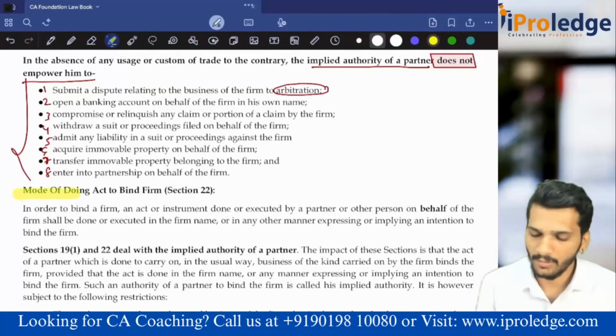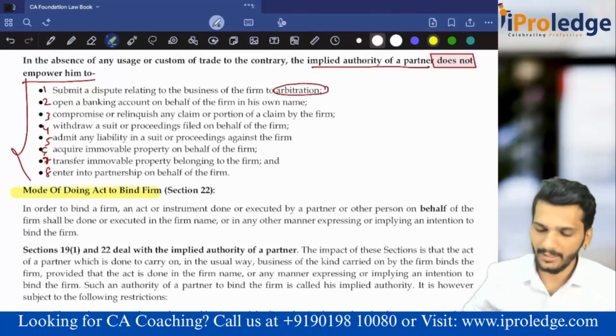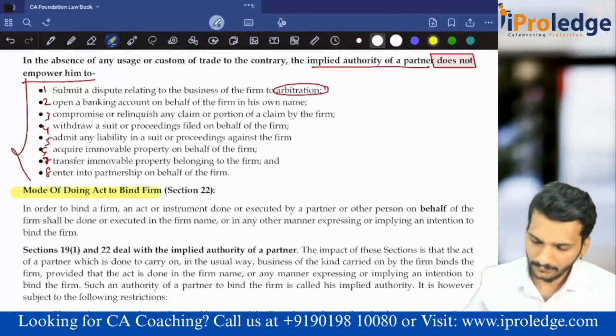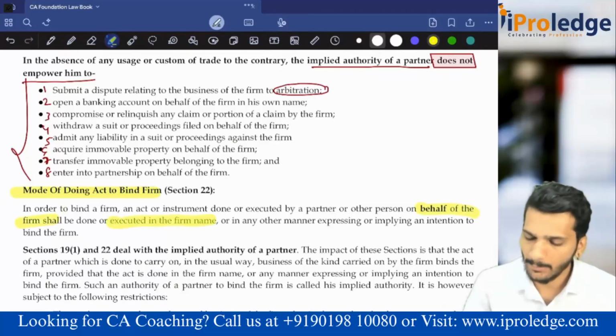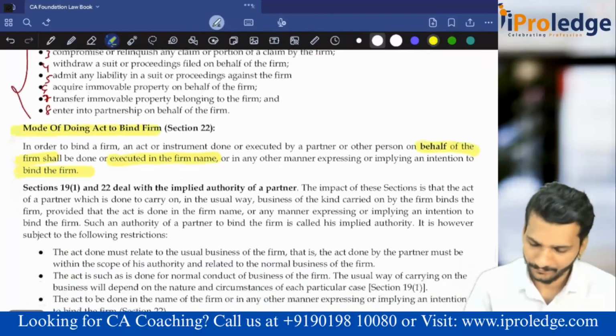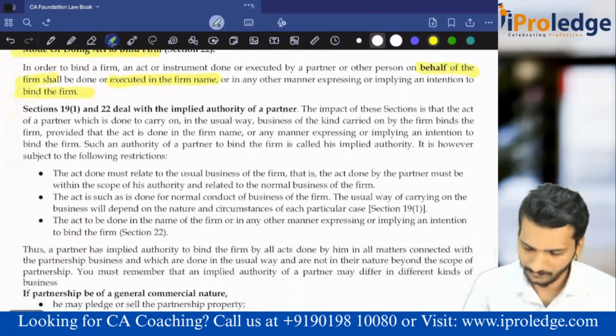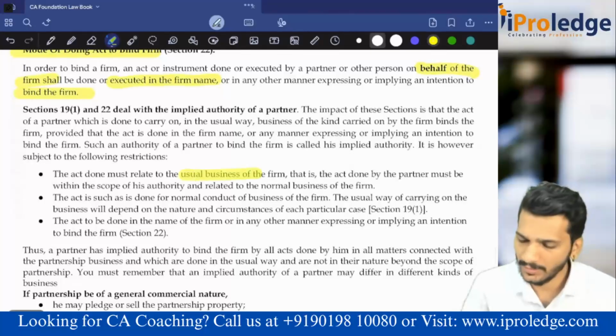Then mode of doing act to bind the firm. Anything which is done on behalf of the firm or executed in the name of the firm will definitely bind the firm. You can do the usual business of the firm, act on behalf of the firm, everything can be done. That's okay.